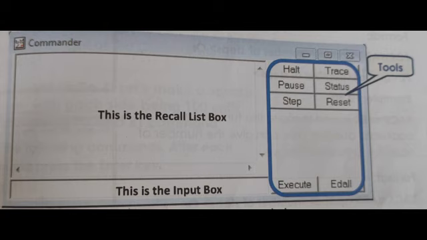Next is tools. The tools box contains the control buttons. The control buttons are on the right side and are used for quick actions. There are various control buttons. First one is halt. It will stop running the commands entered in the input box.